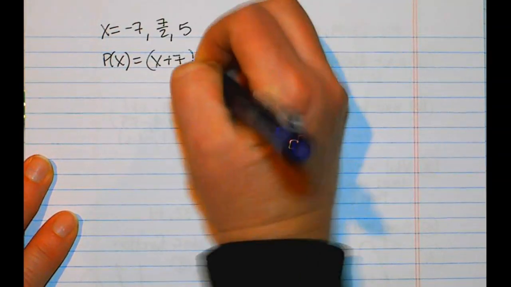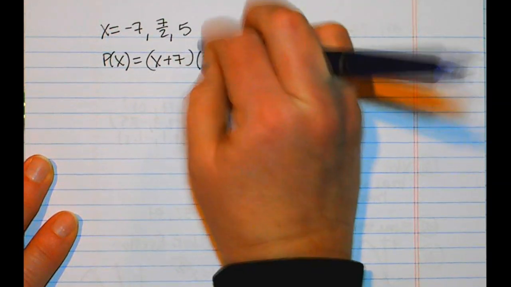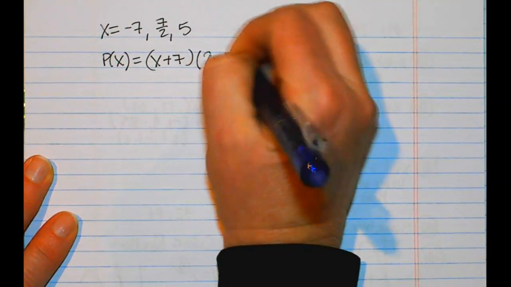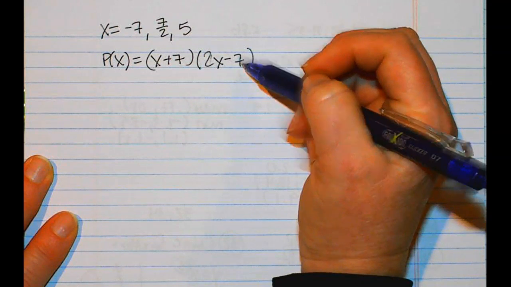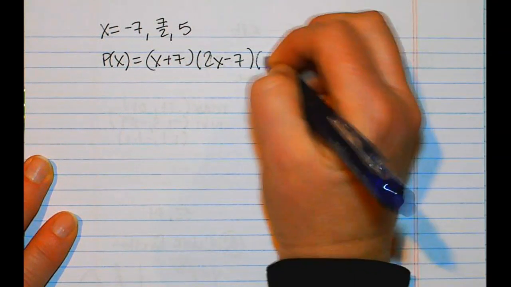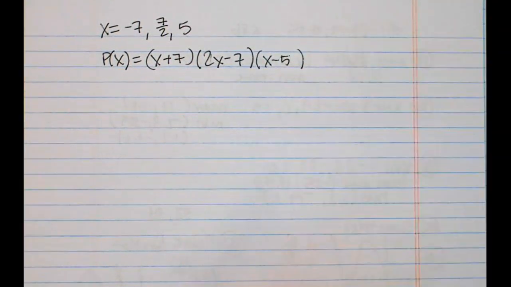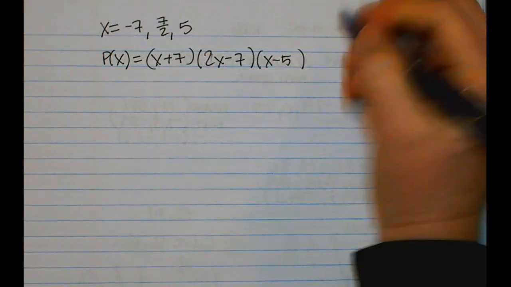Then I could write the polynomial as x plus 7 times 2x minus 7, because that would be positive 7 over 2, there you go, and x minus 5. I could write it this way. What form is this? Factored form.